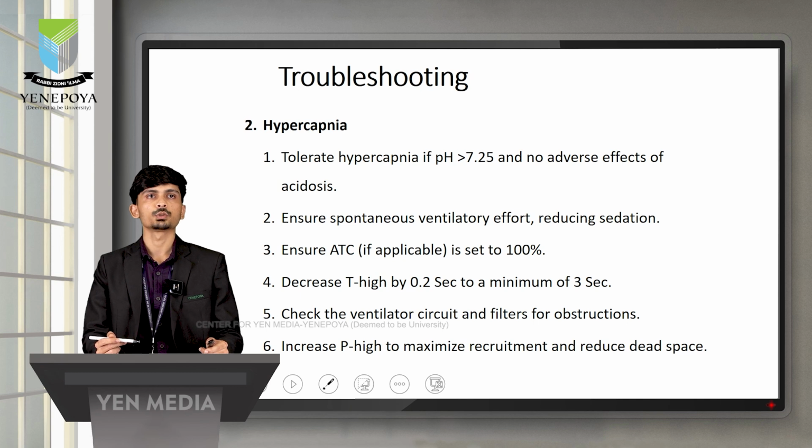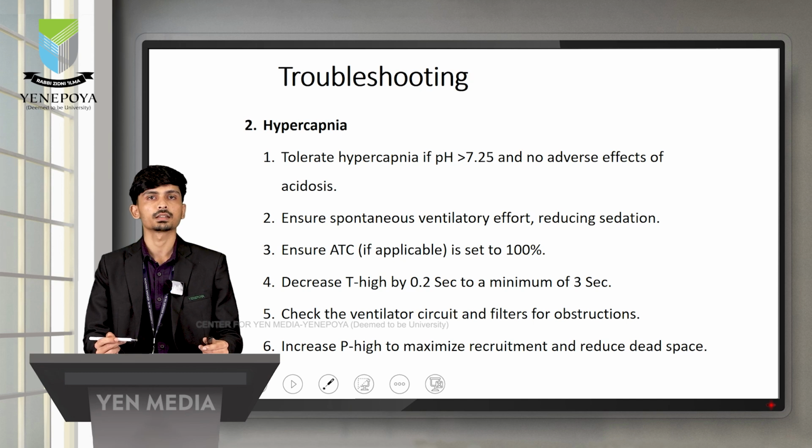So what you do here is ensure that the patient is spontaneously breathing. That's your first step. You will check whether the patient is spontaneously breathing or not. If the patient is not spontaneously breathing, you should see a graph which resembles when the patient is on pressure control inverse ratio ventilation, as we have discussed previously. Now if the patient is not spontaneously breathing, you will check for the reasons. What could be the reason? One of the most common reasons is that the patient is sedated or on neuromuscular blockade agents.